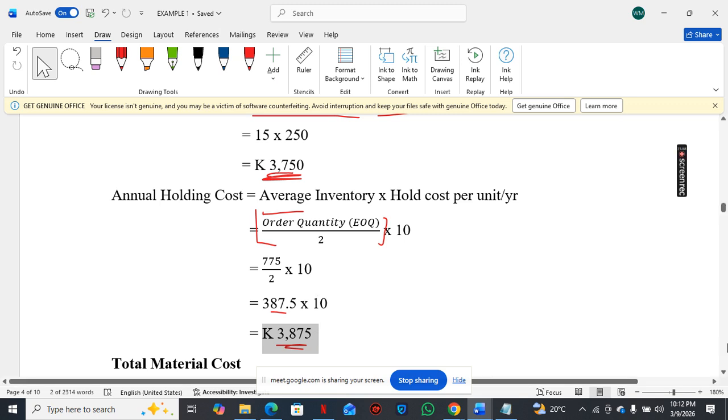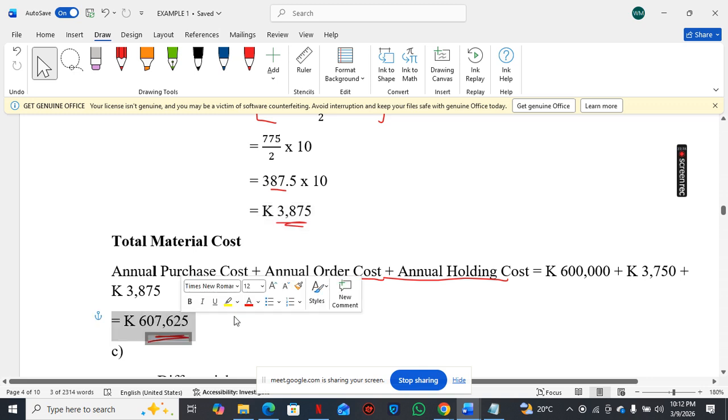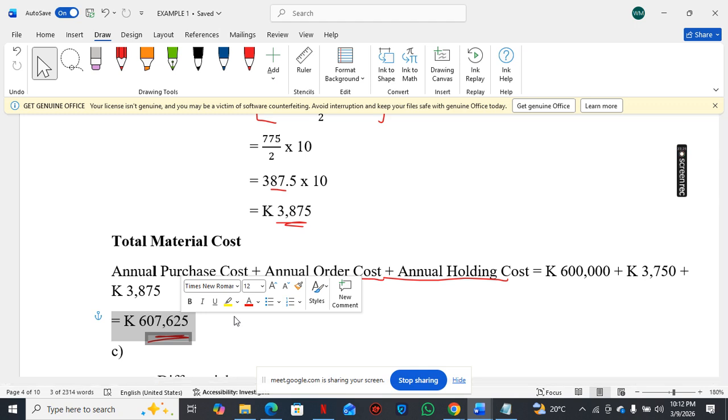So the total material cost, which is the annual purchase cost, plus the annual order cost, plus the annual holding cost, 600,000 plus 3,750 plus 3,875 will get 607,685 kwacha. Any questions?